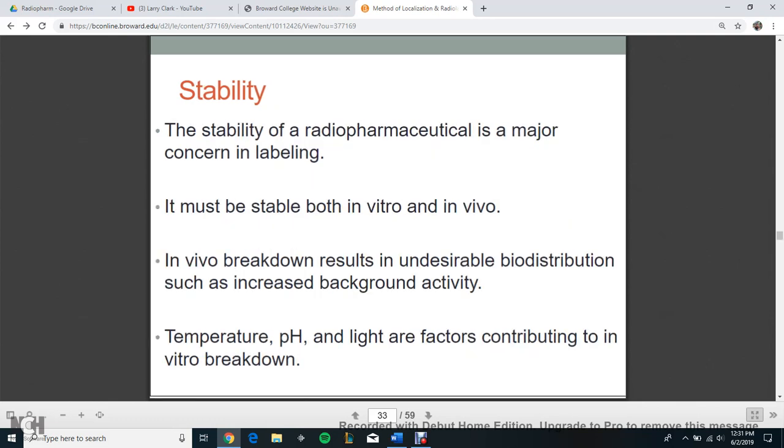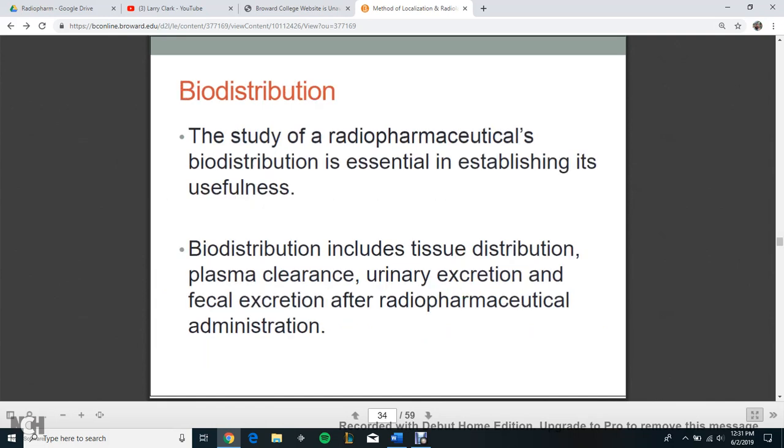The stability of a radiopharmaceutical is a major concern in labeling. It must be stable both in vitro and in vivo. In vivo, breakdown results in undesirable biodistribution such as increased background activity. Temperature, pH, and light are factors contributing to in vitro breakdown.